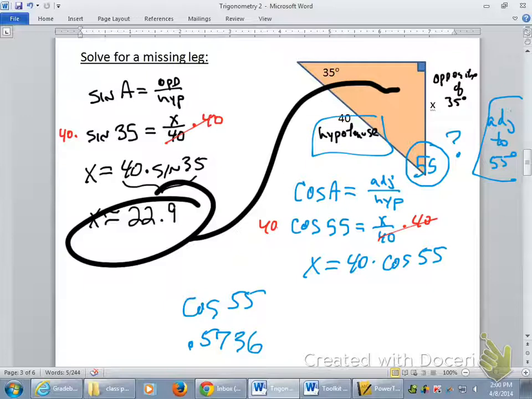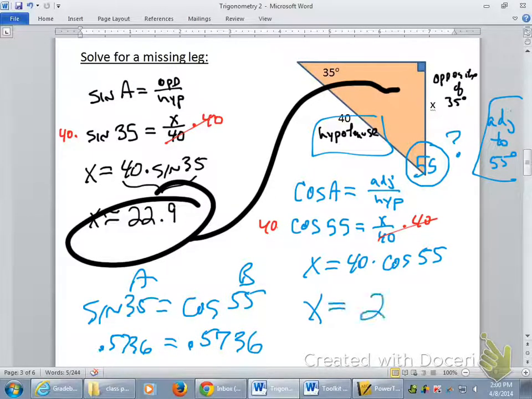Cosine of 55 was 0.5736. Back up here, what was the sine of 35? Remember what we said yesterday? That the sine of A is equal to the cosine of B? If these two are complementary, do they equal 90? Yes. If these two are complementary, they have the same value. So is it a surprise that you get the same answer, 22.9? No. All right. And that's all I wanted to show you.